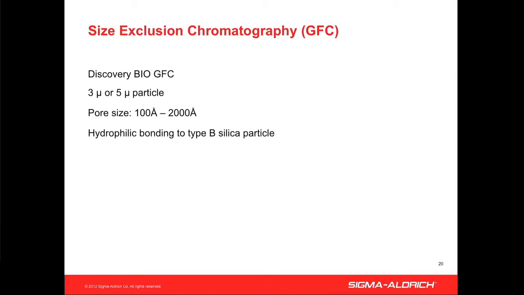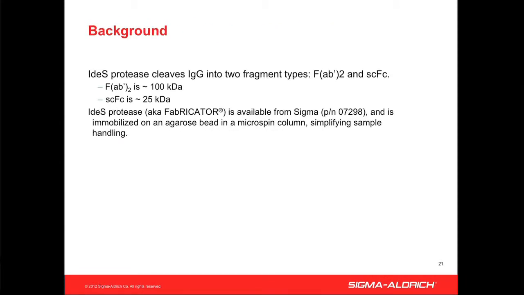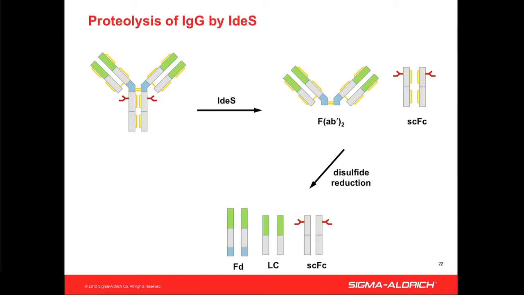So what I'm going to show you here, for example, with this new product line, is looking at IdeS protease fragments of IgG. It cleaves it into two fragments, F(ab')2, which is about 100 angstrom, and a singly cleaved Fc, which is about 25,000. This protease is available from Sigma as well, immobilized on agarose bead and microspin columns that facilitate processing of the sample and fractionation. So again, this is just a diagram of what we're doing.